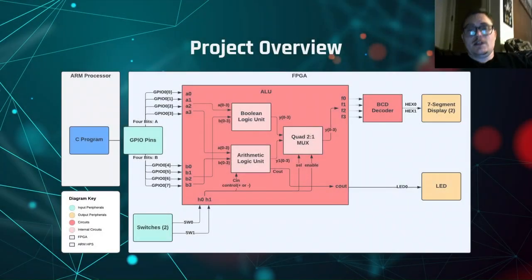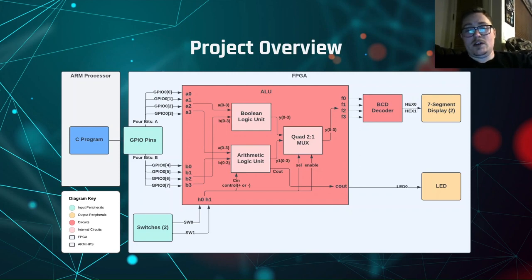So this is the system diagram, just continuing on with project overview. As we can see on the left, we have our C program on the ARM processor on the HPS side of the board. And then on the right, we have the FPGA, where the remainder of the circuits and the peripherals are found. We see that from the GPIO pins, we have two 4-bit inputs going into the ALU circuit, and those eventually are passed to the Boolean logic unit and the arithmetic unit. Both of them are. We can see on the bottom left corner that there are two slide switches.